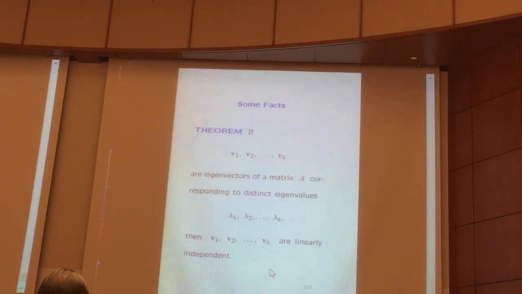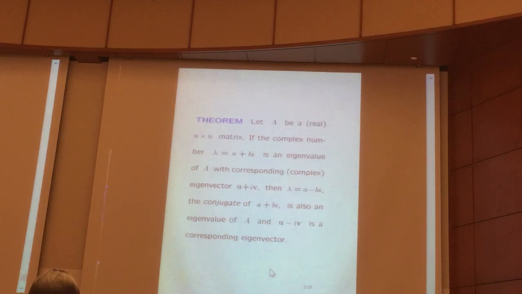Okay, so here's some facts. If b1, b2 up to bk are eigenvectors for distinct eigenvalues, they are independent. Distinct eigenvalues give you linearly independent eigenvectors. All right. Eigenvalues and eigenvectors occur in conjugate pairs.